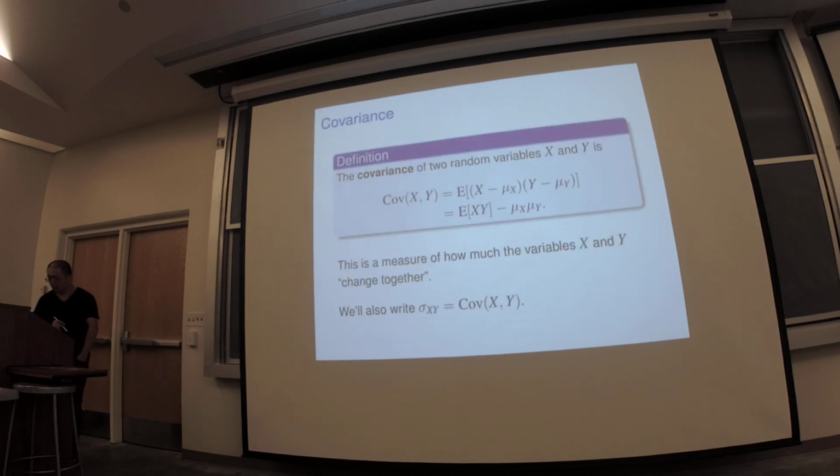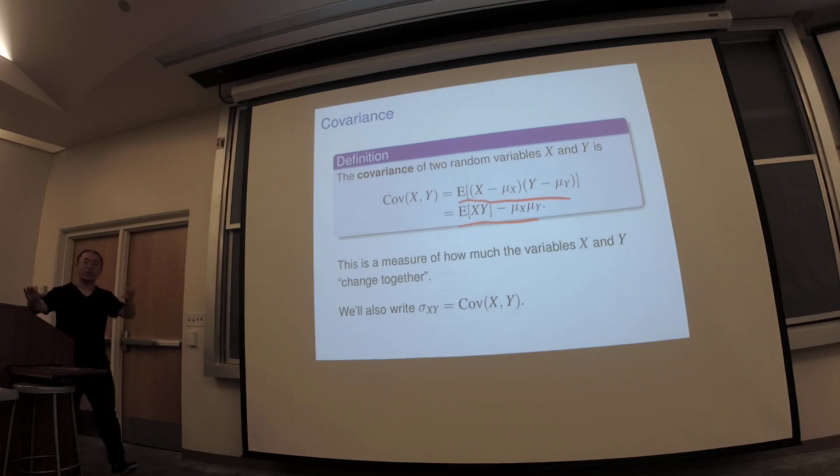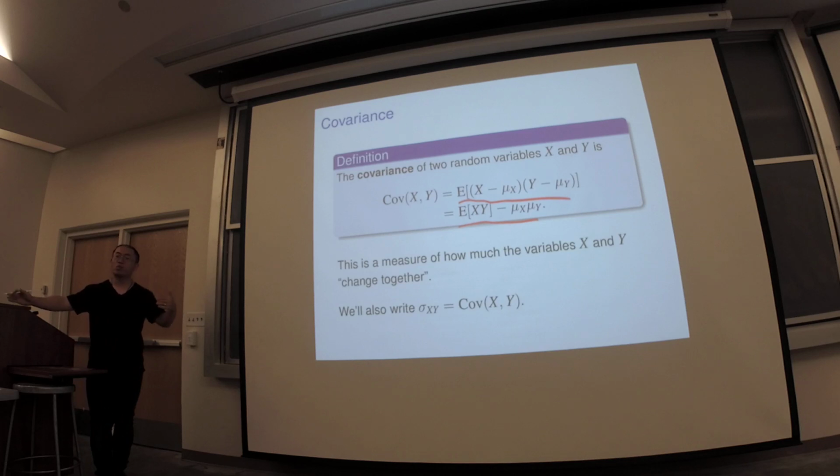Covariance. The covariance of two random variables is defined as this: the expectation of x minus its expectation, multiplied with y minus its expectation. It can also be written as the expectation of xy minus the product of their expectations. So basically, covariance measures how much the variables x and y change together. If x changes and y also changes substantially, then we say x and y have a large covariance. Otherwise, they have a small covariance.